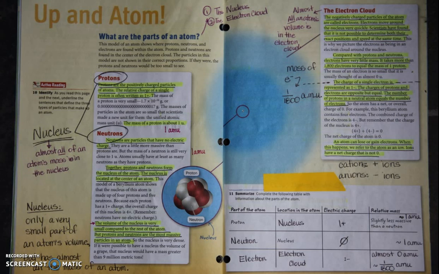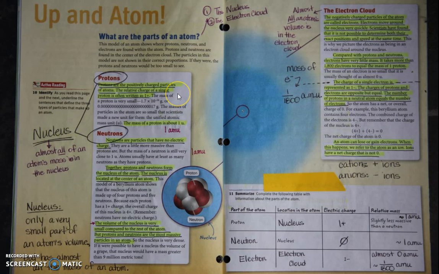Okay, I am now on pages 118 and 119, and we're going to talk about the parts of an atom. First of all, you'll notice that I've already marked up the page and circled protons and neutrons. Protons and neutrons are what make up the nucleus. Almost all of an atom's mass is in the nucleus because protons and neutrons have a mass of about 1 AMU, and you're going to find out that electrons are very, very small compared to that.